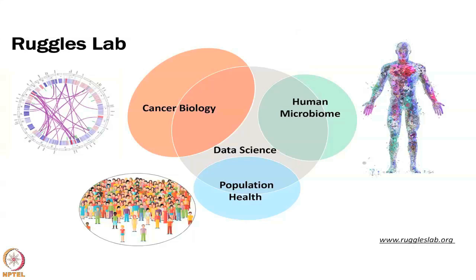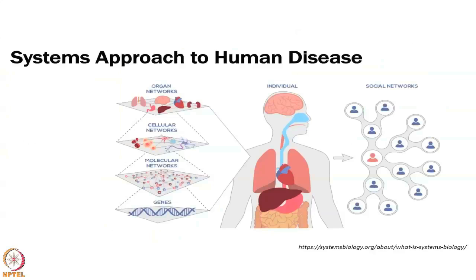So our lab really is interested in applying multi-omics integration methods across a lot of different questions and diseases. This includes cancer, the human microbiome, and I do a little bit of work with population health. I'm obviously just going to talk about the cancer work today, but we do think about the integration across not just cancer, but lots of different scientific questions. And really what we're interested in is taking a systems approach to human disease.